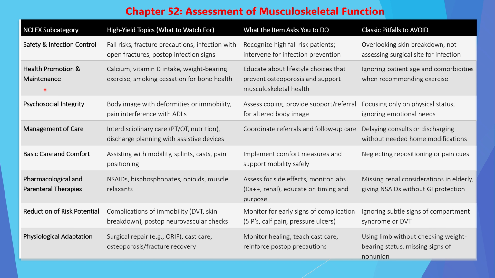Then for health promotion and maintenance, what the NCLEX asks you to watch for: calcium, vitamin D intake, weight bearing exercise, smoking cessation for bone health. Because we are in assessment of musculoskeletal, so it's about skeletal here. So calcium and vitamin D is very important. Educate, what the item asks you to do. So educate about lifestyle choices that prevent osteoporosis and support musculoskeletal health.